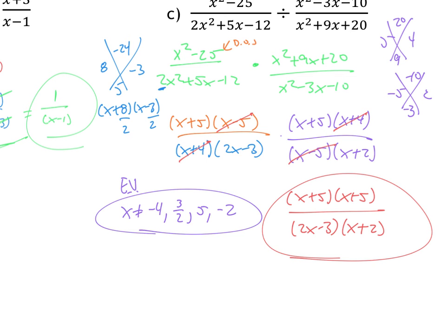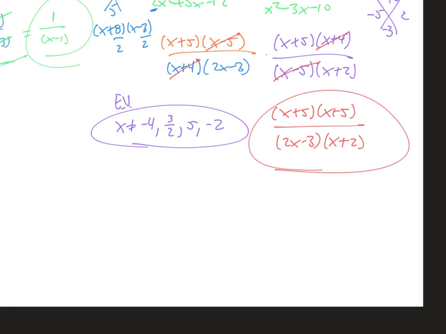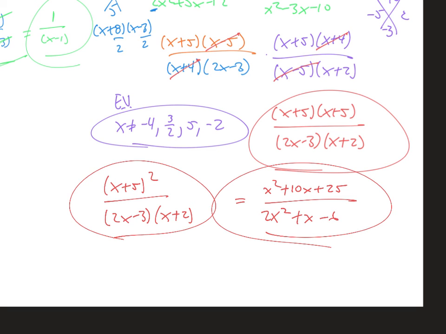So there's my answer. You could have different variations of this answer if it's a multiple choice test. I could write this as x plus 5 squared up top and x plus 2. I could see this answer. Or you could FOIL it out. So up top, that would be x squared plus 10x plus 25 over 2x squared plus x minus 6. You could see an answer written like this as well.